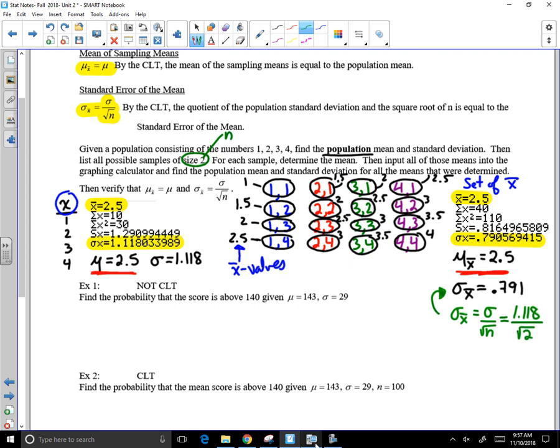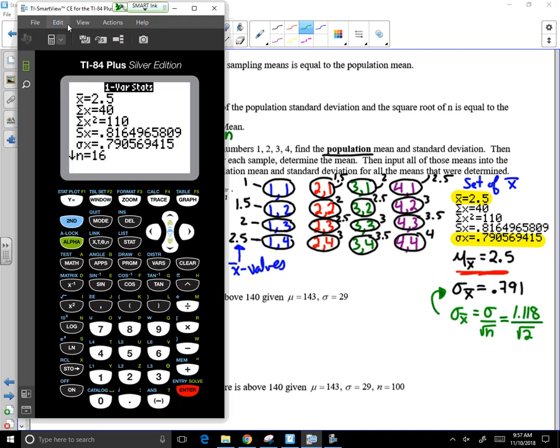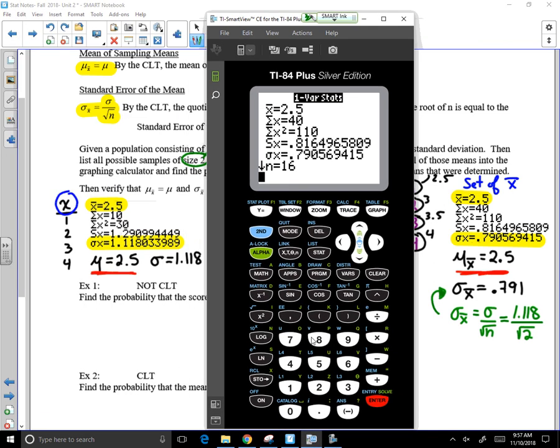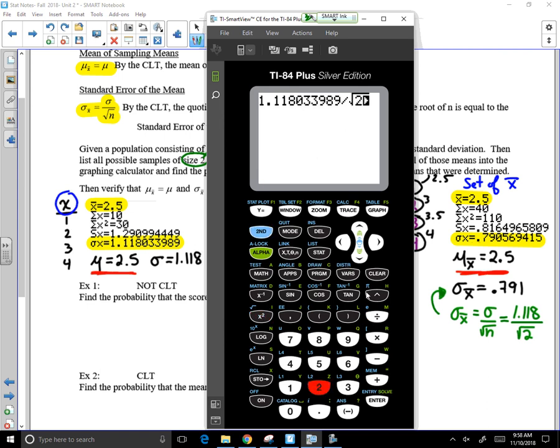So I can investigate that really quickly, and I'm using the rounded value. Oh, actually, no, I kept this for a reason, so I could use the whole shebang. 1.118033989 divided by the square root of 2. That decimal is the exact same thing as that decimal.